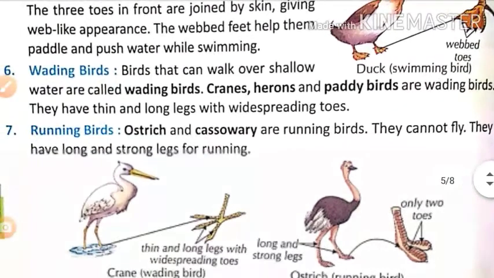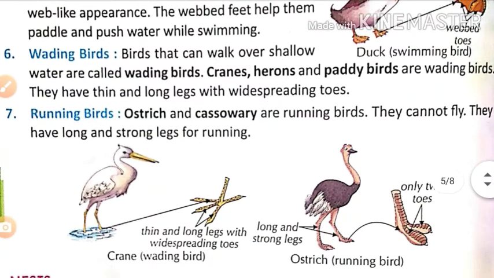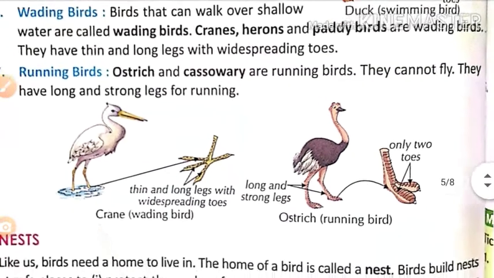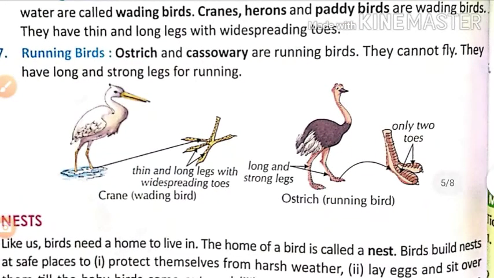Wading birds. Birds that can walk over shallow water are called wading birds. Cranes, herons, and paddy birds are wading birds. They have thin and long legs with wide spreading toes. Here is the crane's legs. See, thin and long legs with wide spreading toes. It helps them to walk in shallow water.